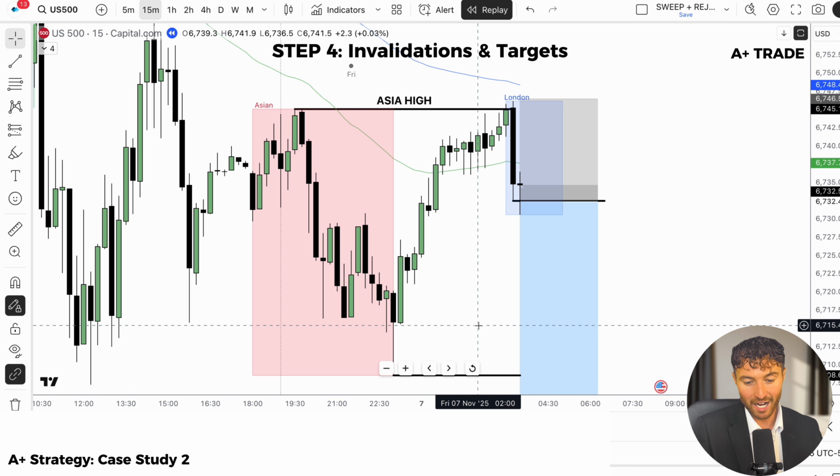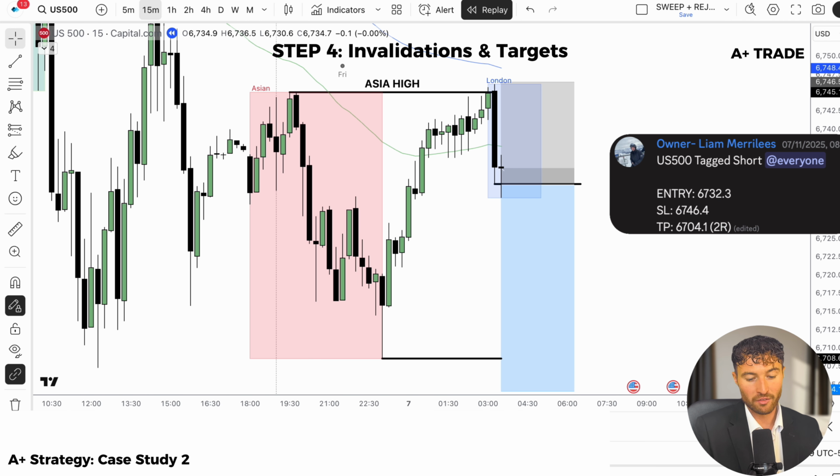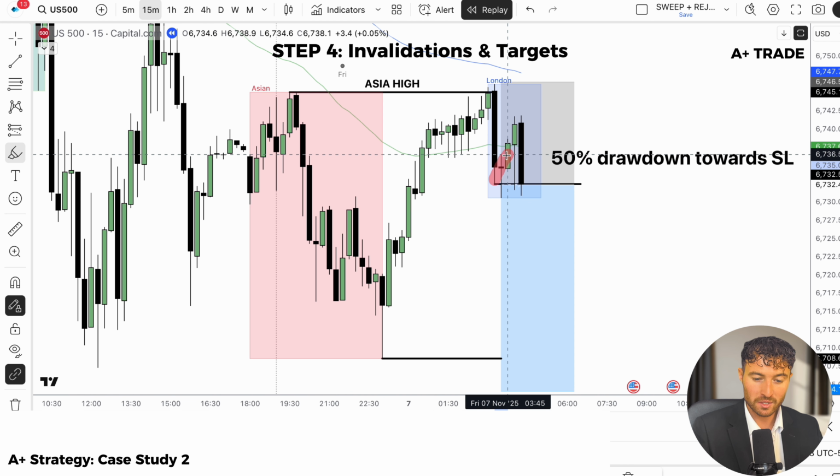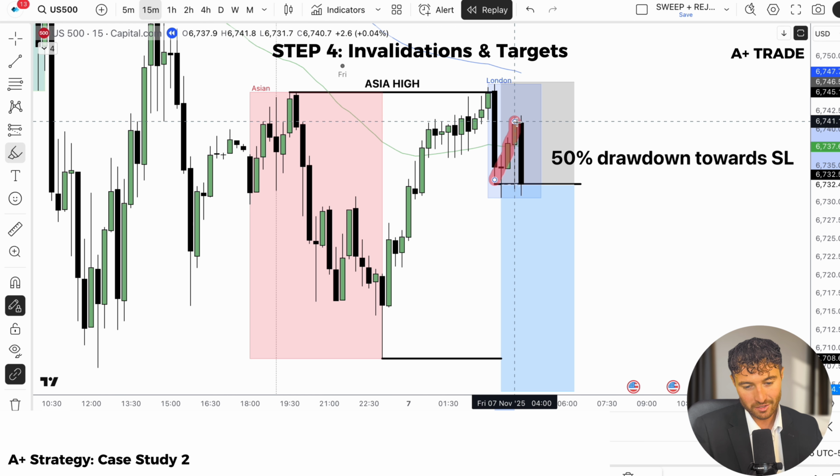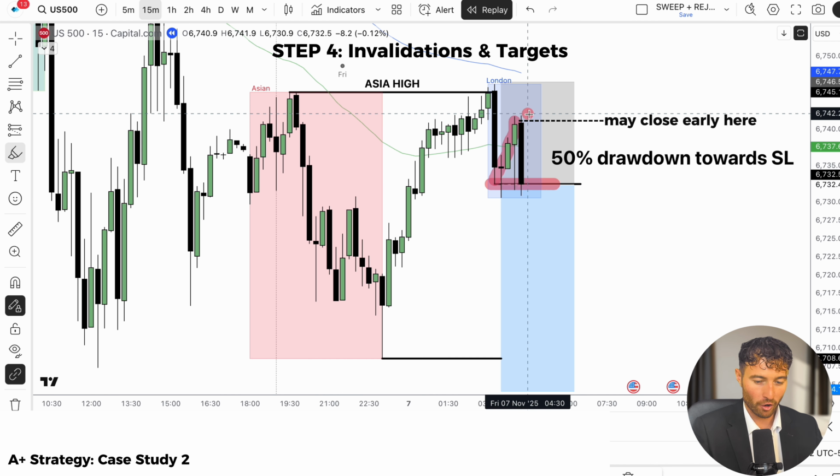And so I was tagged short in this trade right here. And then it was just a case of setting and forgetting. As you can see right here, we got around a 50% drawdown towards our stop loss. You know, this is where a lot of traders may have gone wrong. They may have entered short here. They may have got emotional. They may have closed this out. They may have micromanaged this position. But as we know, we need to be patient. We need to be disciplined, and we need to allow the trade to play out.